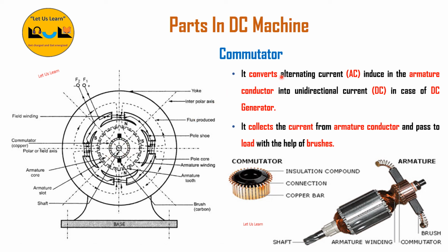The commutator converts the alternating current induced in the armature conductor into unidirectional current in the case of a DC generator. What it does is convert the AC into DC in the case of a generator, and it collects the current from the armature conductor and passes it to the load with the help of brushes.